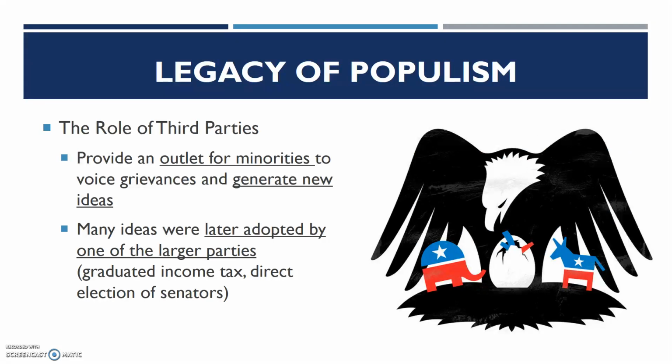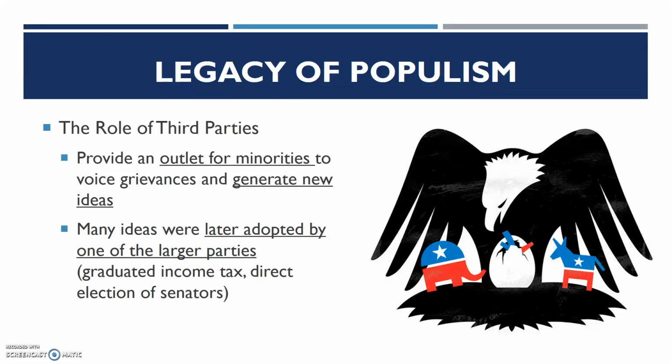Okay, so what is the legacy of populism? They never really got a precedent, so what did they get? The third parties in the United States provide an outlet for minorities to voice their grievances and generate new ideas. And even though it's difficult for third parties to get elected to big political offices like the presidency, in order to appeal to that third party, the big parties, the Democratic Party or the Republican Party, are going to find themselves in a pickle. They need to start adopting those ideas that the populists had, or the third parties have, in order to gain their support.